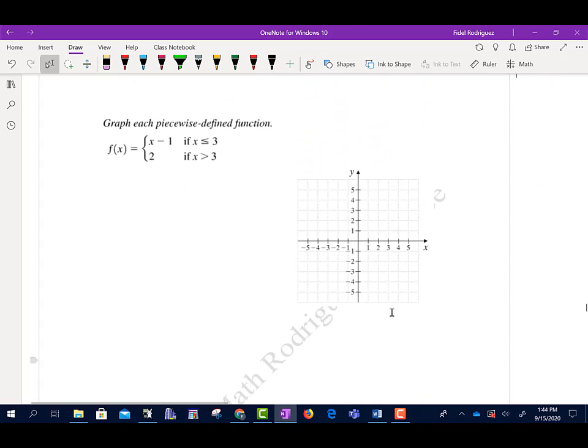All right, so now we're going to talk about how do I graph a piecewise function. So we're going to graph a piecewise function. In this case, the function is defined in two pieces, right?